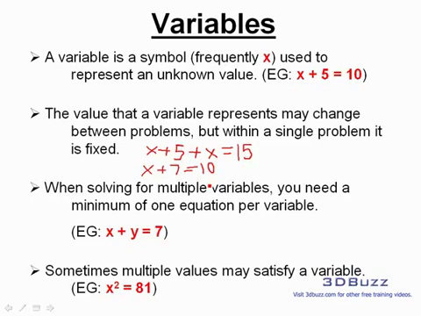Cool. Next, when solving for multiple variables, you need a minimum of one equation per variable. So there's two things to explain here. One is, why do I say minimum?